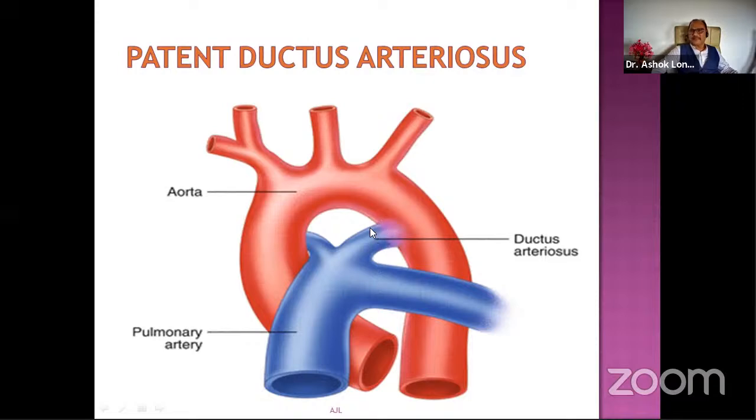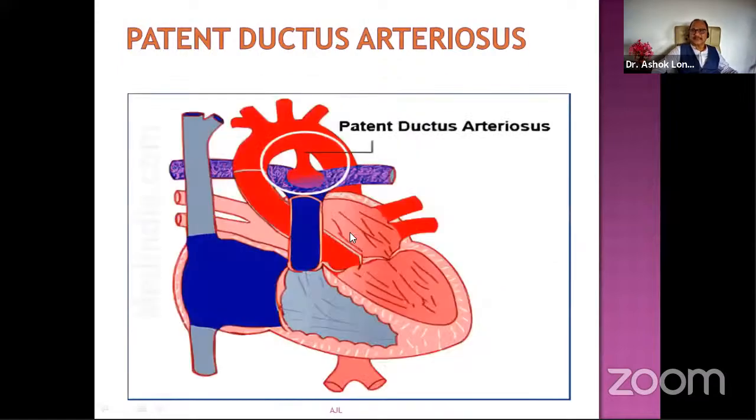Okay, so this patent ductus arteriosus can be locked here, can be ligated here, see here. And ligation is a very simple procedure. Okay, so here this impure blood will go into the aorta. Here it is shown.